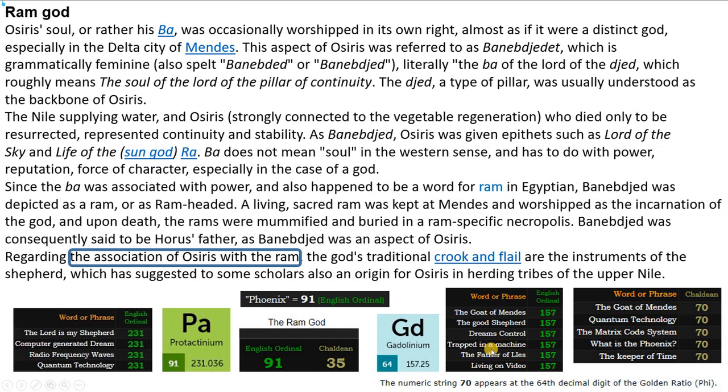Now the goat of Mendes is 70 in Chaldean, matching quantum technology that we had with the 231 in English ordinal. Then we have the matrix code system. So Osiris is the matrix code system. Then we have what is the phoenix. So here notice that we have again this connection to the phoenix. And the keeper of time, and of course we're in a time matrix.